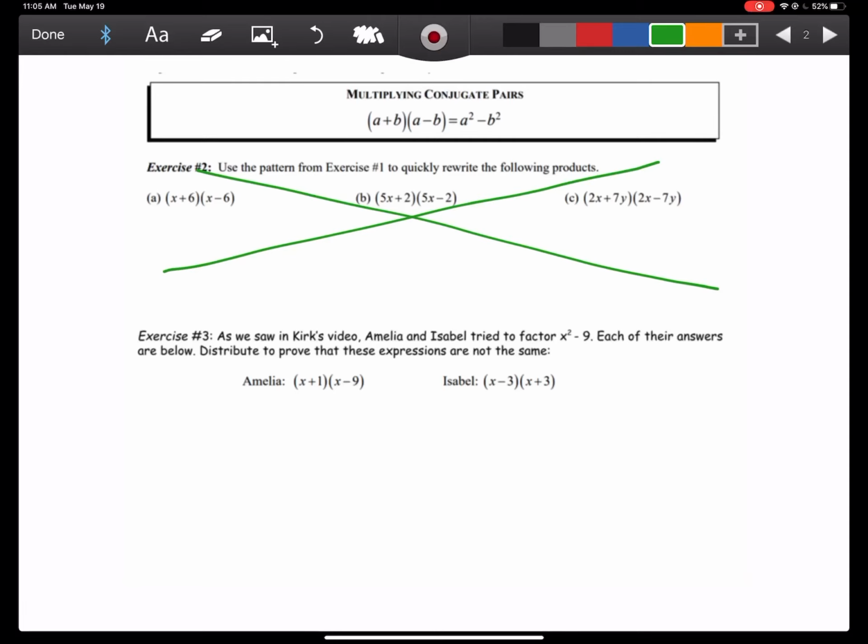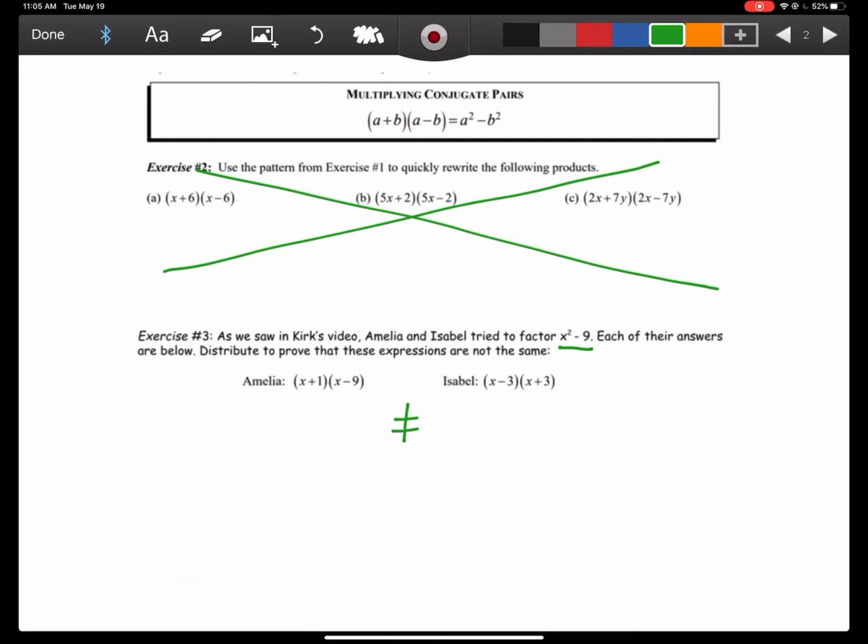As we saw in Kurt's video, Amelia and Isabel tried to factor x squared minus 9. Let's underline that. Each of their answers are below. Distribute their answers, so distribute to prove that these expressions are not the same. So we want to prove that they're not equal. All right, let's give it a try. I'm going to do this the long way, though. I'm not going to skip any steps.